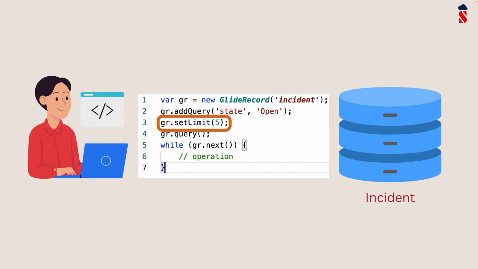And this is the whole script. You do addQuery, you do gr.setLimit, then you do gr.query, and you run the loop. And whatever action you want to take, you can take on those 5 records. That's the power of the setLimit method in ServiceNow. Always remember, optimizing your database interactions is key to maintaining a healthy and efficient ServiceNow instance.